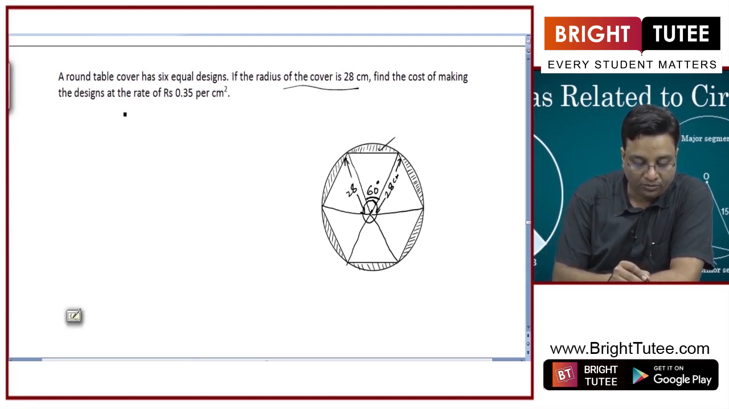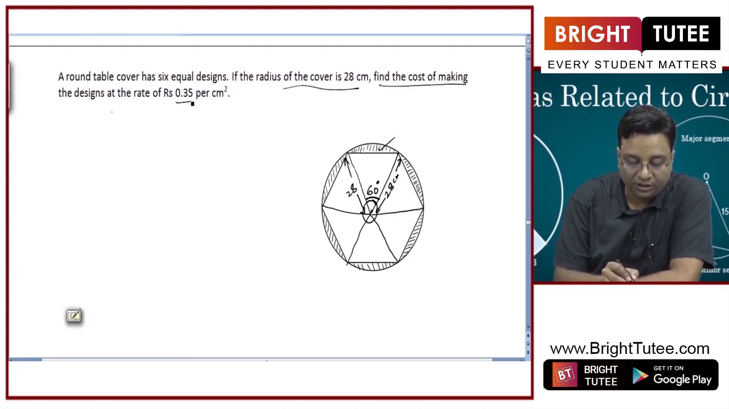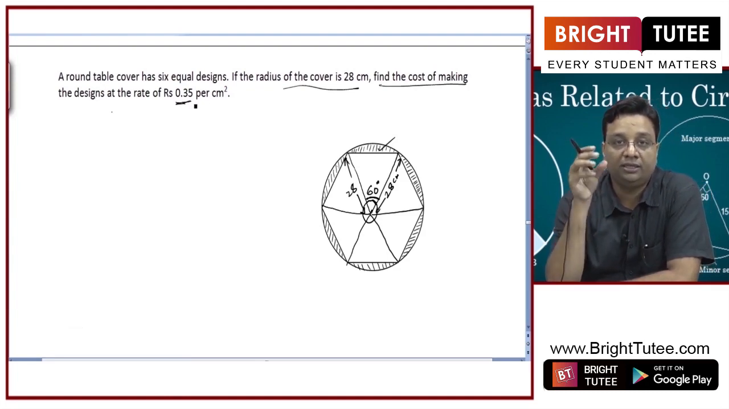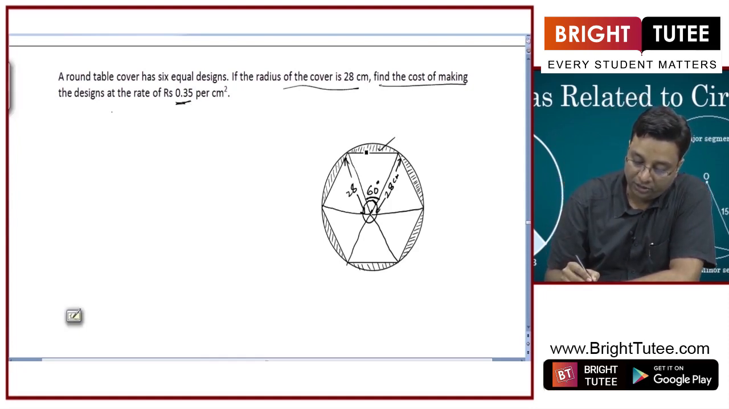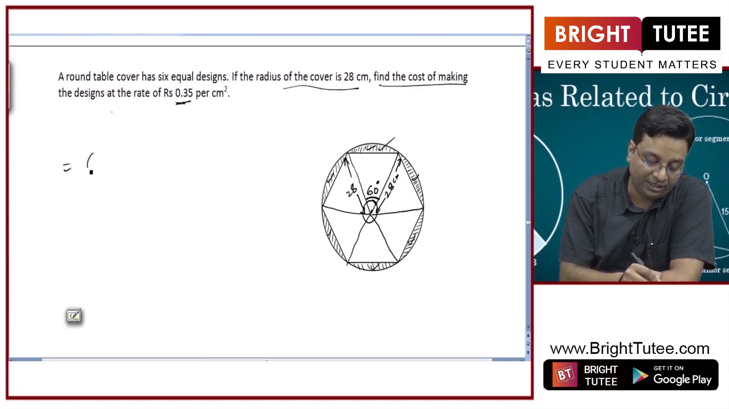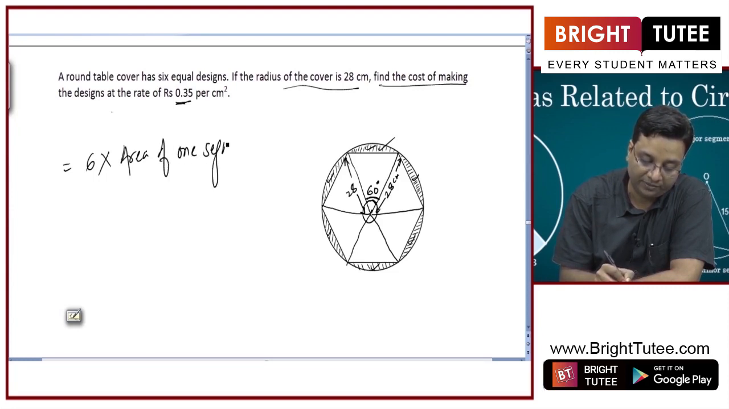So we need to find the cost of making the designs at the rate of 0.35 rupees per centimeter square. So what is centimeter square? It is talking about the area of these designs. So we need to calculate the total area of these segments, 1, 2, 3, 4, 5, 6 segments, right? So we will find the area of one segment and multiply it by 6.